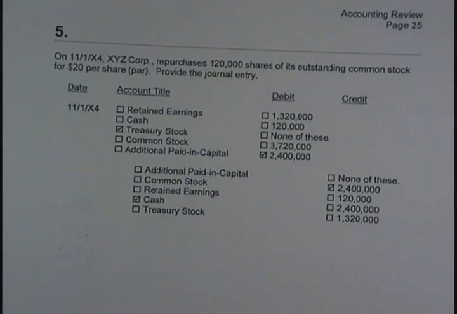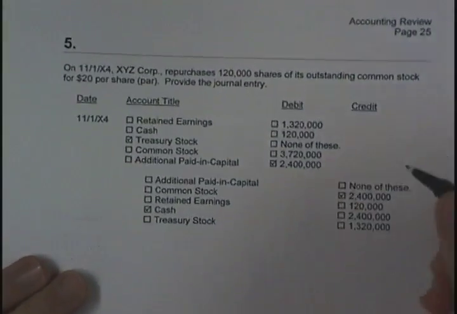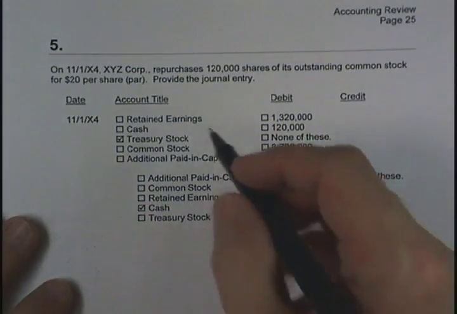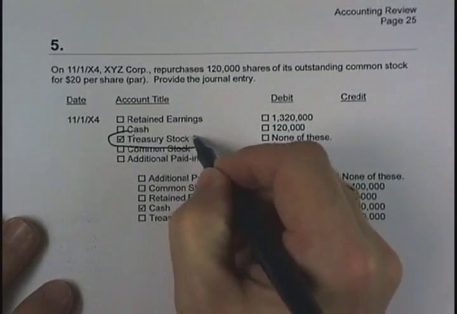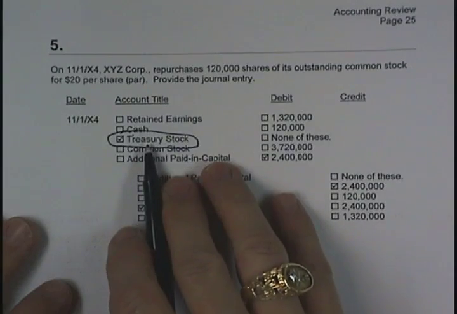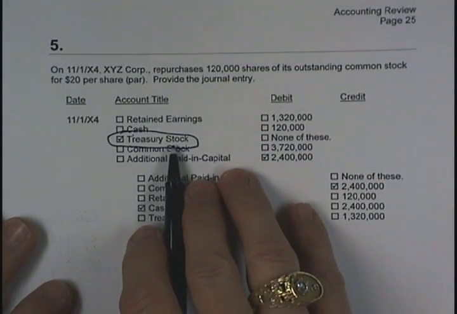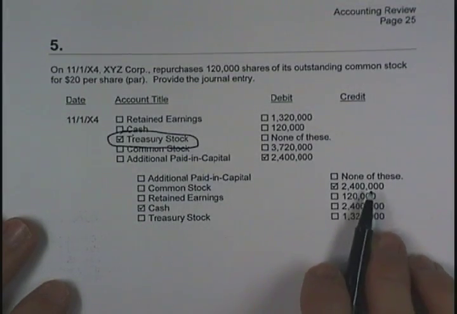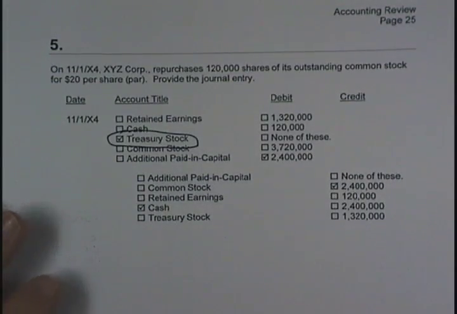In the next part, the firm repurchases 120,000 shares of its stock for $20 per share, which was the par value. The total transaction is $2.4 million, which would be held into what is now called treasury stock. When the firm buys its shares back, they are held as treasury stock, and it took cash, so we reduced the cash account by $2,400,000.